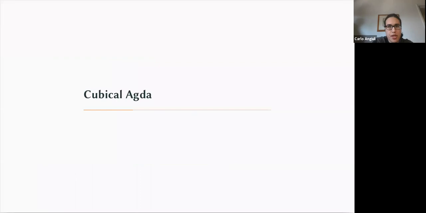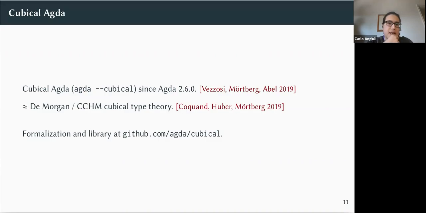Okay. All right, so just a really quick overview of Cubical Agda. If you have a new enough version of Agda, you can just use the cubical flag and get cubical type theory. It's pretty cool. You basically get CCHM or De Morgan cubical type theory. There are some caveats here. For example, it's the version of CCHM that's in this paper I cited here that handles HITs and so on. There's also a nice standard library for Cubical Agda in development, at the link on the slide. And everything that we did in this paper is part of that library.